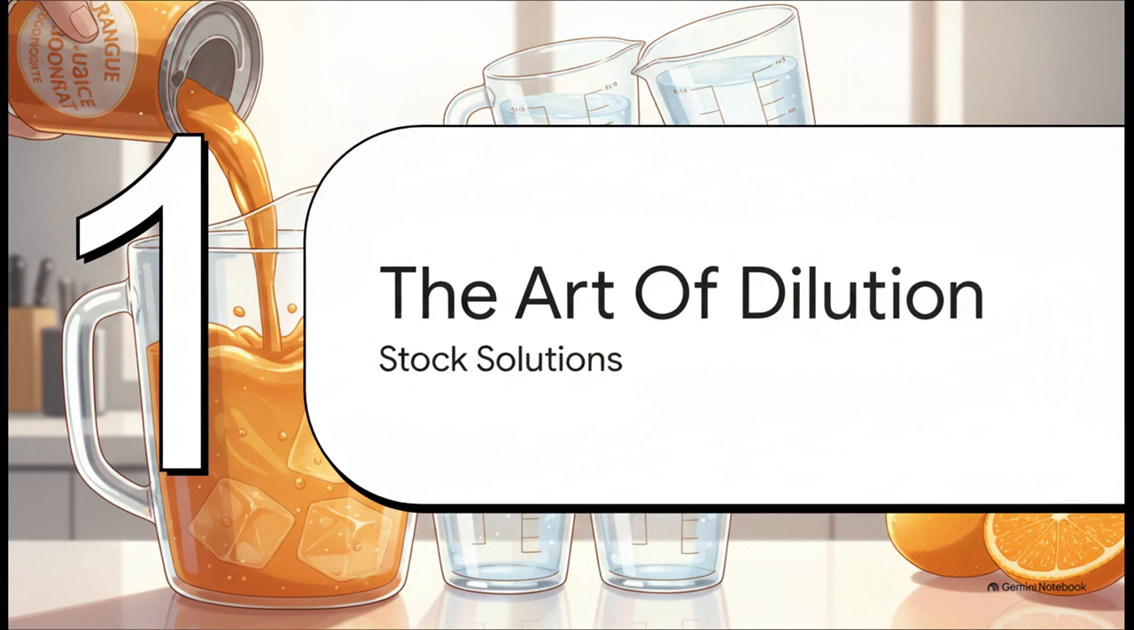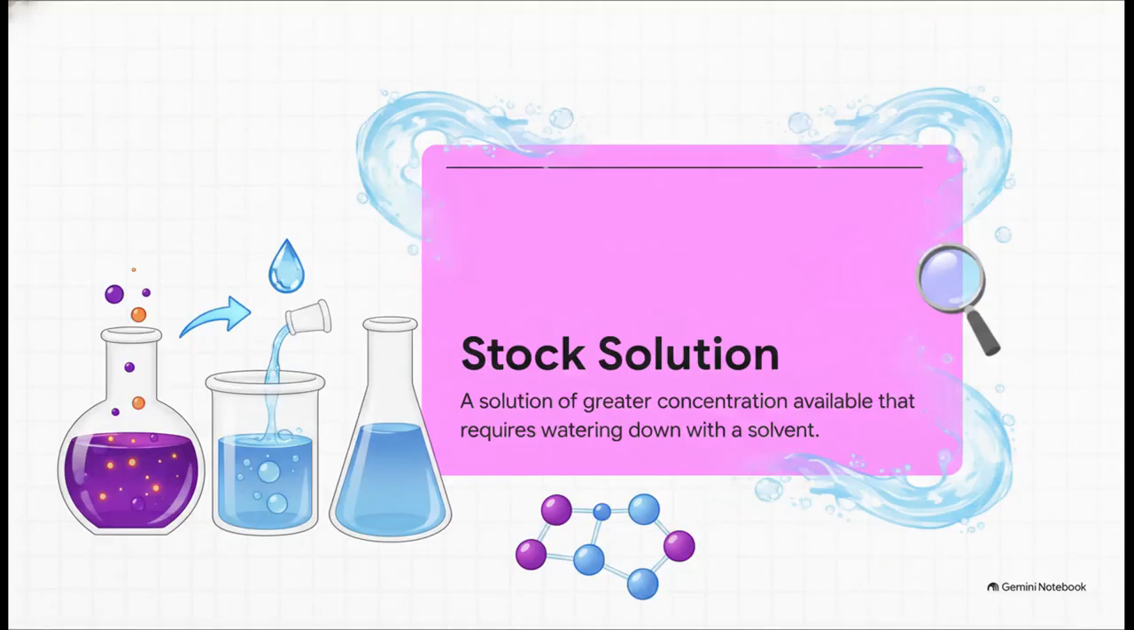All right, jumping right into Section 1, the art of dilution. Let's talk about stock solutions. Think about making orange juice from one of those cans of frozen concentrate. You take that super thick, sugary frozen juice, you add a bunch of water, and boom, you just performed a dilution. Well, in the lab, we do the exact same thing. Our starting material is called a stock solution. It's basically a highly concentrated solution that requires watering down with a solvent.